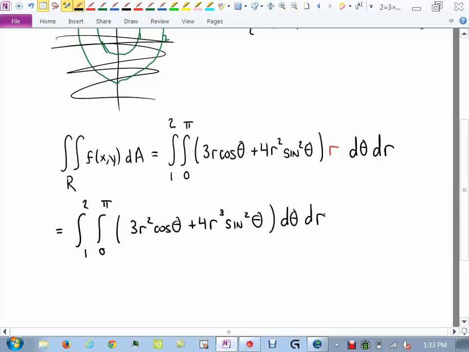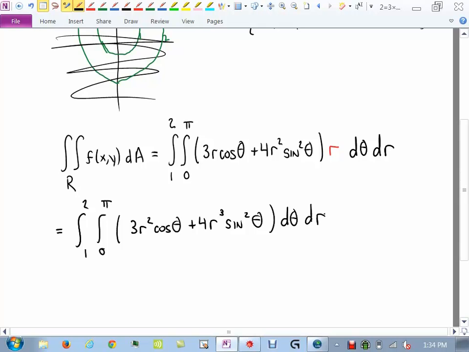First you have to switch this over right here. If you're going to do sine squared, you have to use a power reducing formula first. Remember that? So 1/2 minus 1/2 cosine 2 theta. Now you integrate that. But we could do it, right?